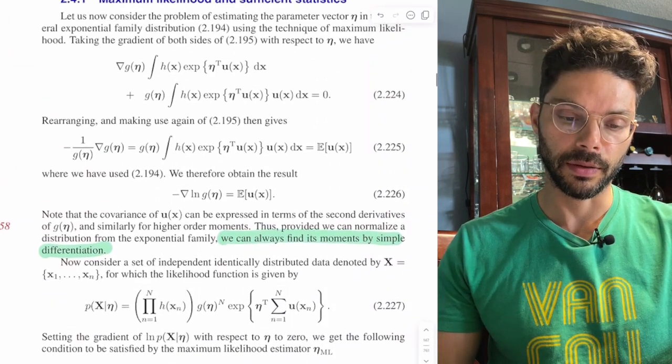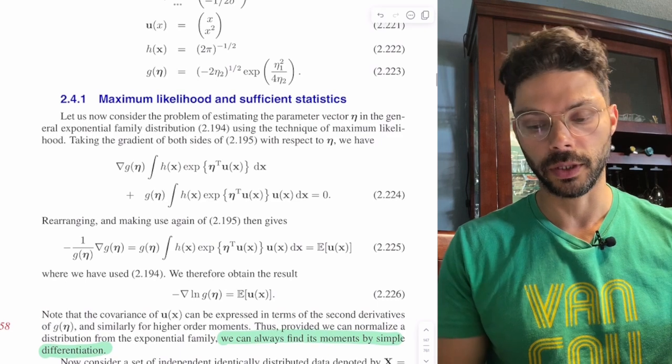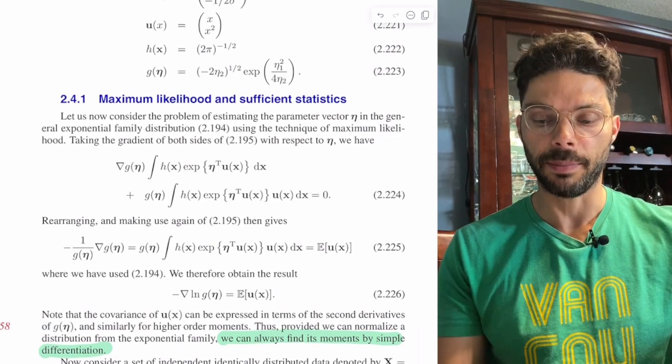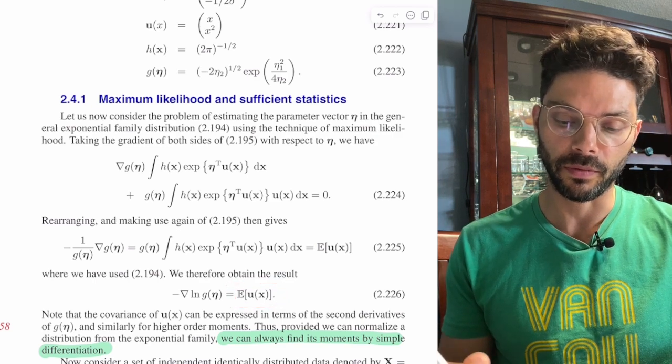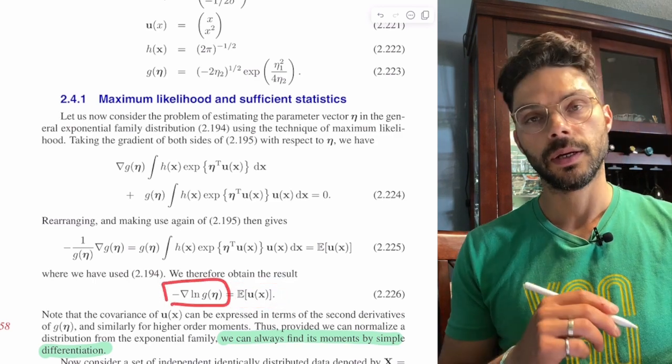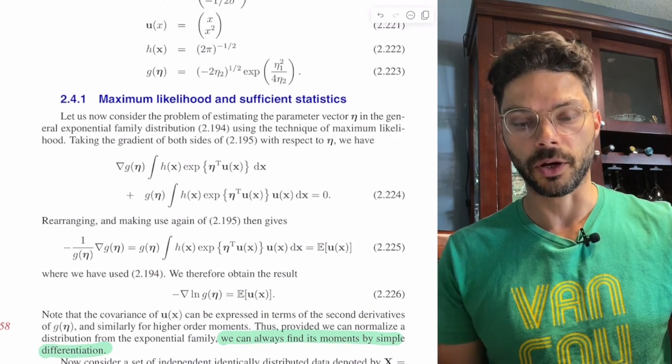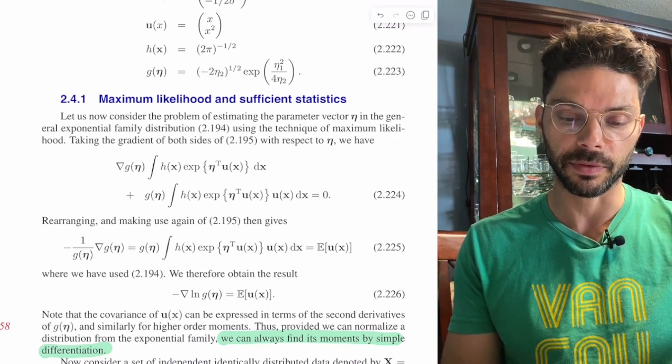Okay, so the very first thing we want to look at is a really interesting property of the exponential family, where the moments of the sufficient statistics, u of x, are related to the gradients of this normalizing function, this partition function. So let's see where that comes from.